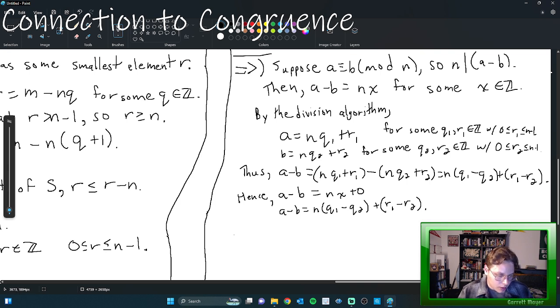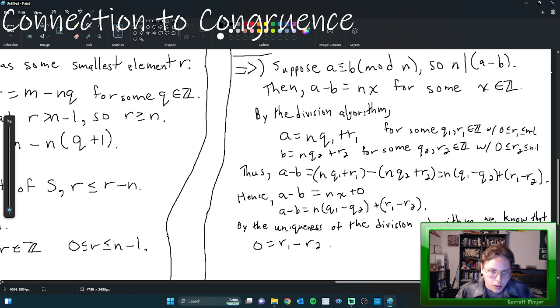So by the uniqueness of the division algorithm, we know that 0 equals r1 minus r2. So r1 equals r2. Now what were we trying to prove again?